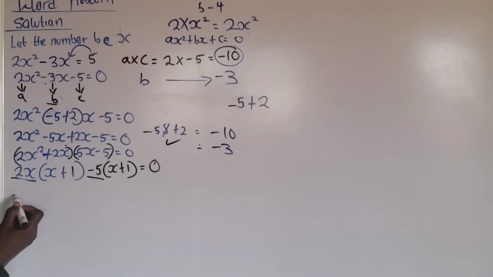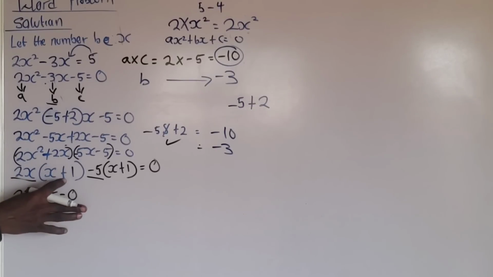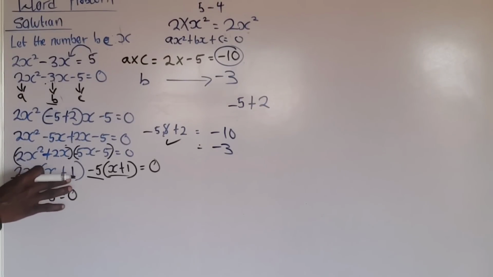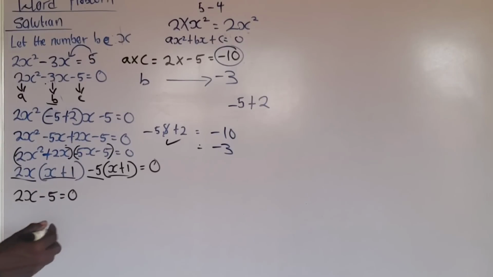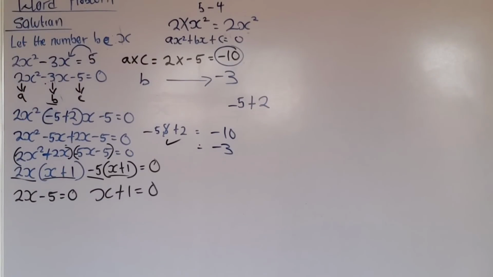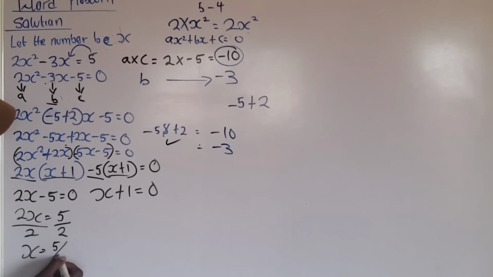So here I'm going to have 2x minus 5 equals 0. Now you can see that we have the same content inside the first and the second bracket, so I'm going to choose 1. x plus 1 equals 0. Do you understand? Now, having gotten to this point, you can get the value of x by simply collecting like terms. Here I'm going to have 2x equals 5. Solve for the value of x. This over 2, this over 2, x equals 5 over 2.